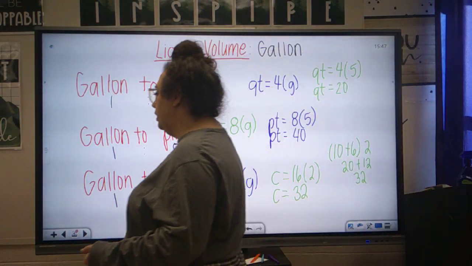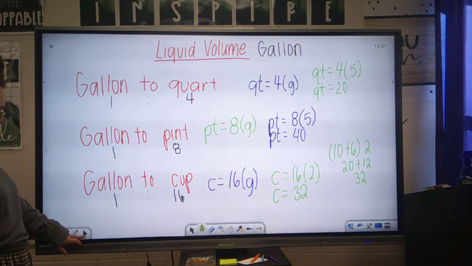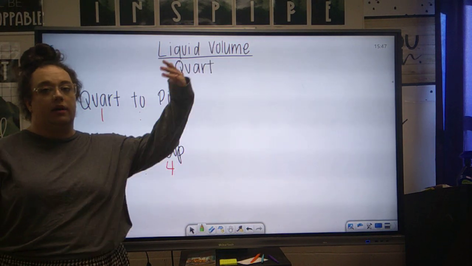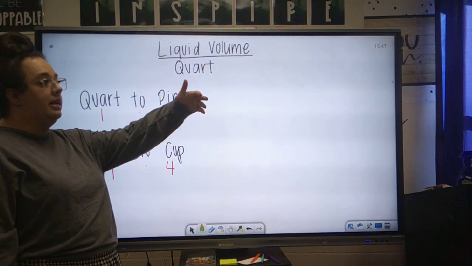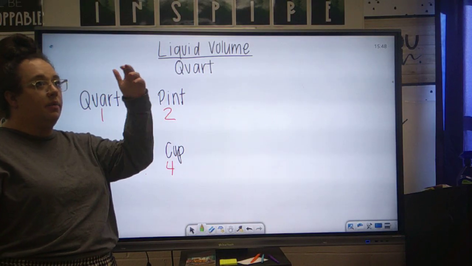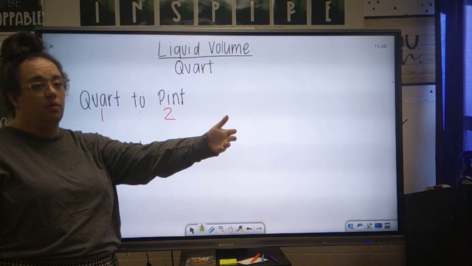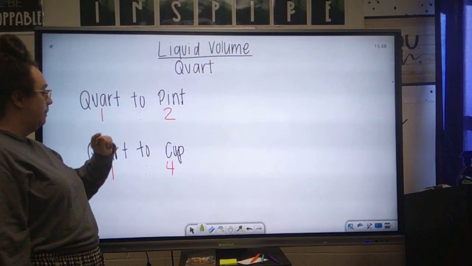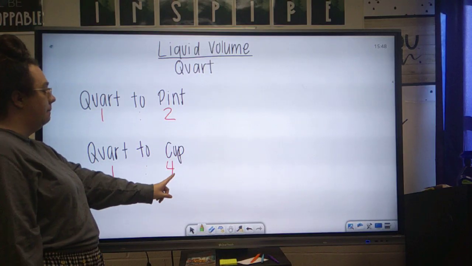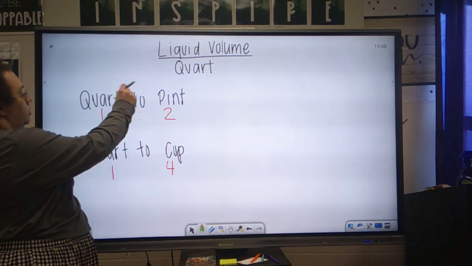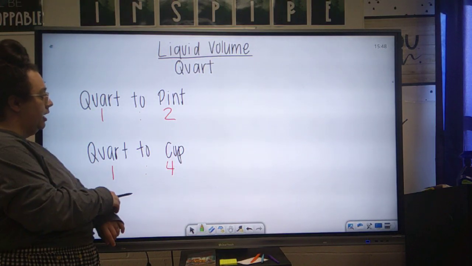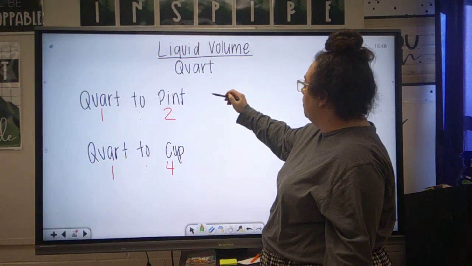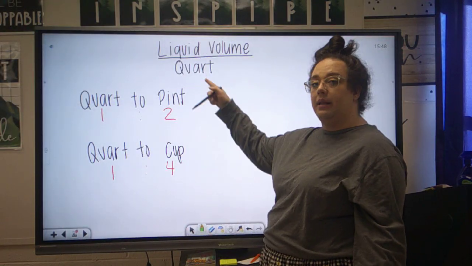Okay? We're going to look at the next unit of liquid measurement, which is quarts. So we had gallons, and now we're going to go to quarts. We've already determined what it takes to go from a gallon to a quart. It's 1:4. So we're going to look at going from a quart to a pint and a quart to a cup. So a quart to a pint is a 1-to-2 ratio, which means I'm going to take the number of quarts and multiply it by 2.